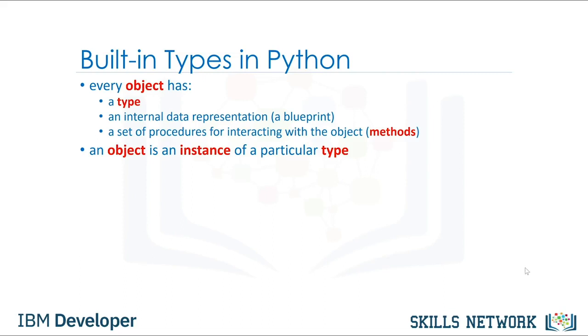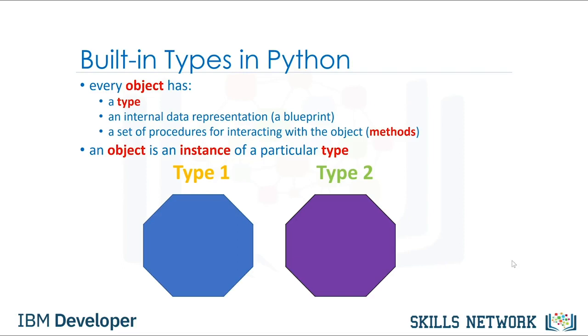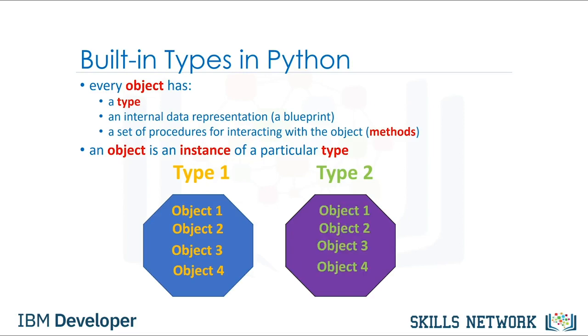For example, we have two types, type 1 and type 2. We can have several objects of type 1 as shown in yellow. Each object is an instance of type 1. We also have several objects of type 2 shown in green. Each object is an instance of type 2. Let's do several less abstract examples.